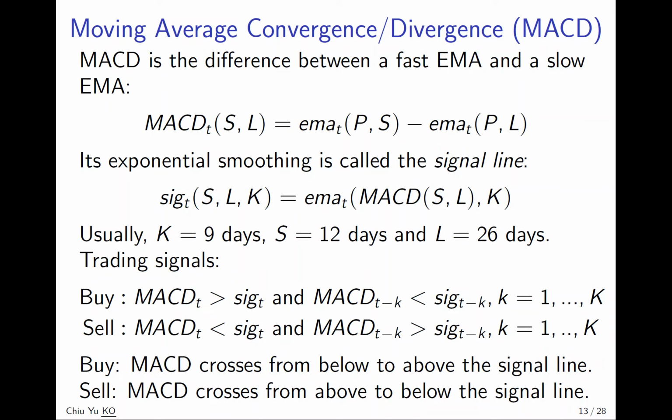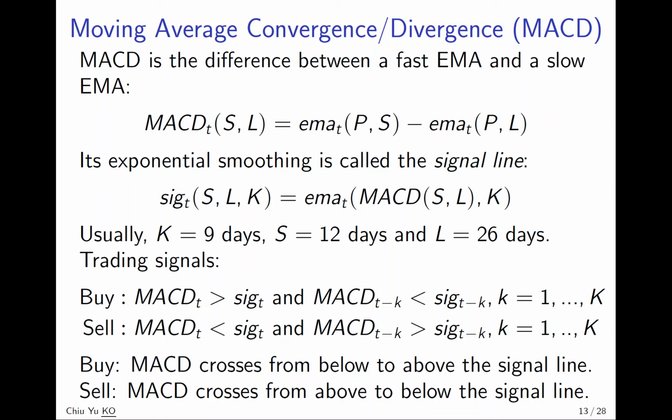So MACD is basically the difference between the fast and slow EMA. You have to define what is the short run and the long run. First you calculate the short-run EMA and the long-run EMA, and take the difference of them, which gives you the MACD. Once you have the MACD, you apply an EMA to the MACD further, so you smooth it, because the exponential moving average is smoother, with a parameter K. Usually the short run uses 12 days, the long run uses 26 days, and the smoothing line K uses 9 days.